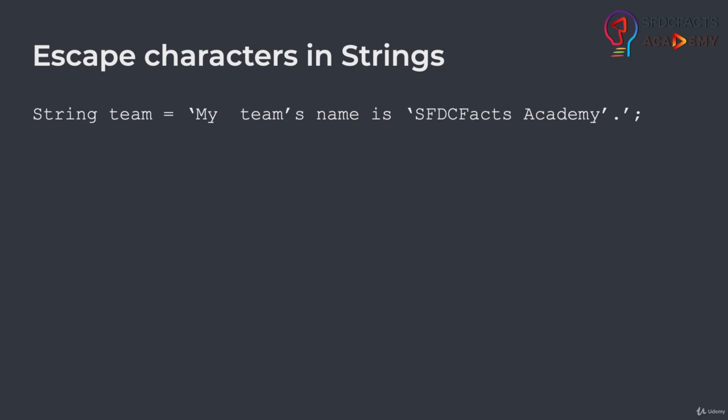So tell me one thing, can your string have a value like this? Here I have a string variable called team and I'm assigning it a value which says my team's name is SFDC Facts Academy. So can you have a string like this? You cannot, because this string has 3 single quotes and you cannot use single quotes directly in your string because these single quotes are used to either start the string or end the string.